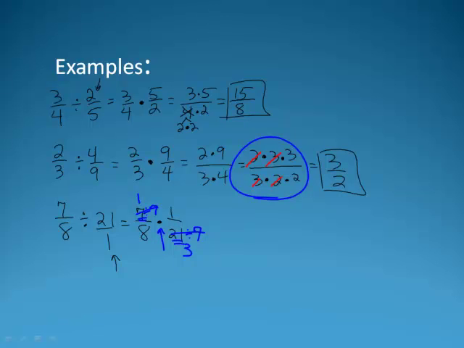Now I'm left with 1 times 1 in our numerator, and our denominator is 8 times 3. 1 times 1 is 1. 8 times 3 is 24. Final answer is 1/24.